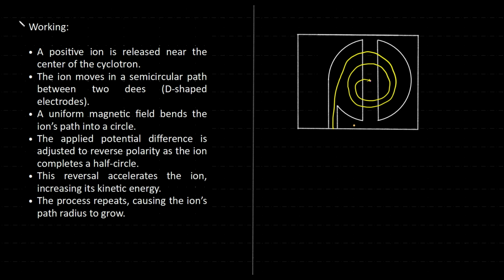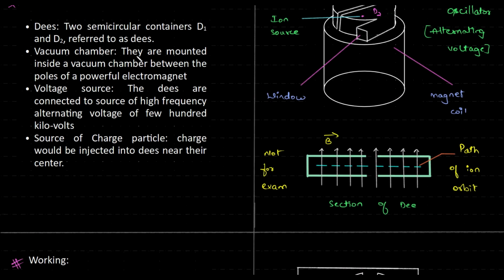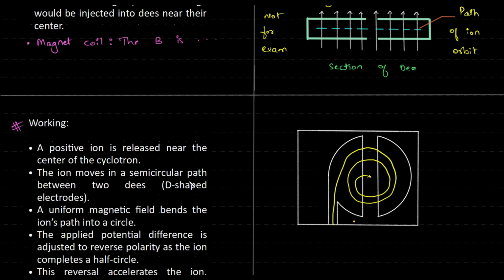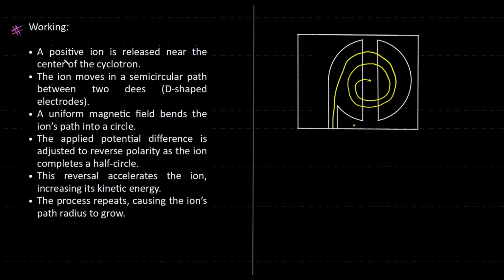Now the working. And you guys can write about the magnet source, right? I forgot to write about the magnet source. Magnet coil: the needed magnetic field is generated by this, so on and so forth. That is important. Actually, I missed it out.